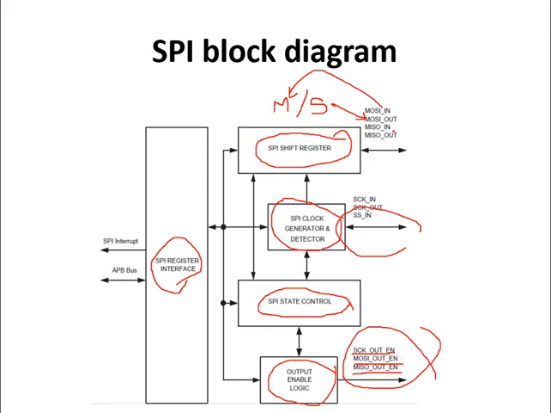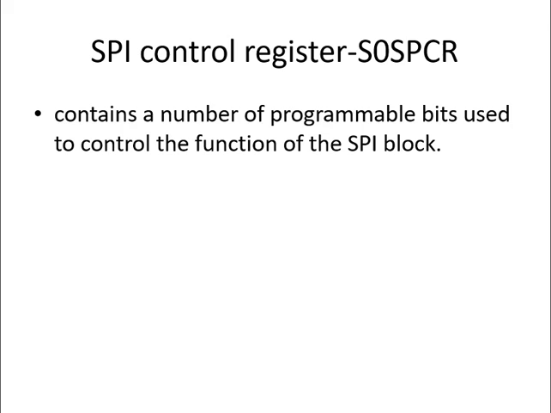MISO in is again given in the master mode and MISO out is given in the slave mode. So the MISO signal will be considered as output for master and slave mode. So this is the block diagram for the SPI module present in LPC2148.